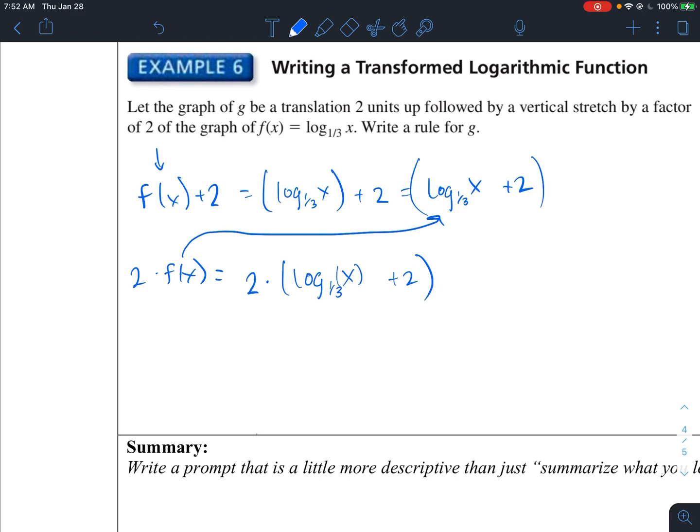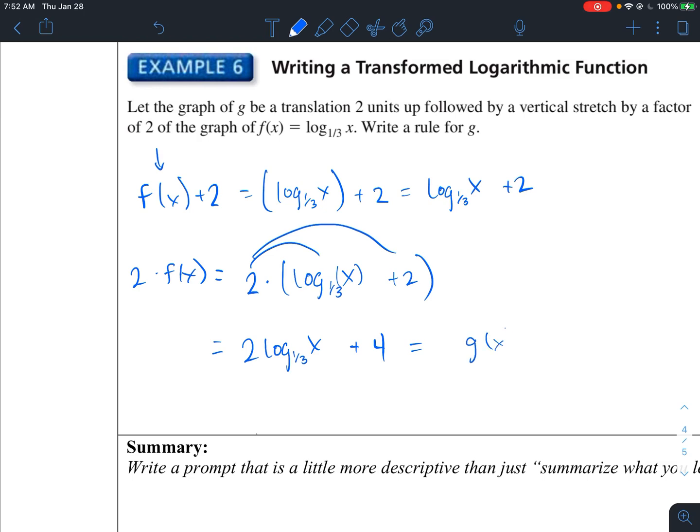Remember that the 2 is not part of the argument here. Because it's addition, it's split up, so I have to distribute this 2. So this is going to be equal to 2 log base 1/3 of x plus 4, and this is equal to g of x.